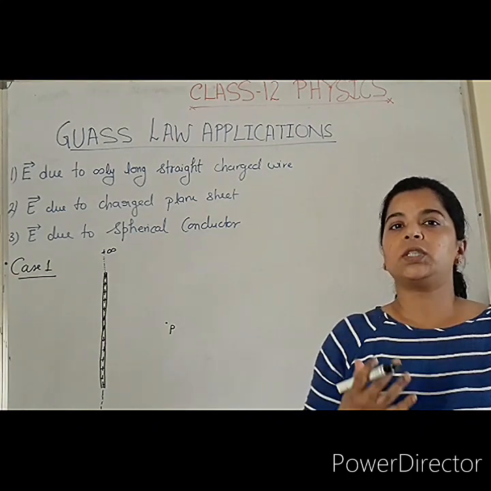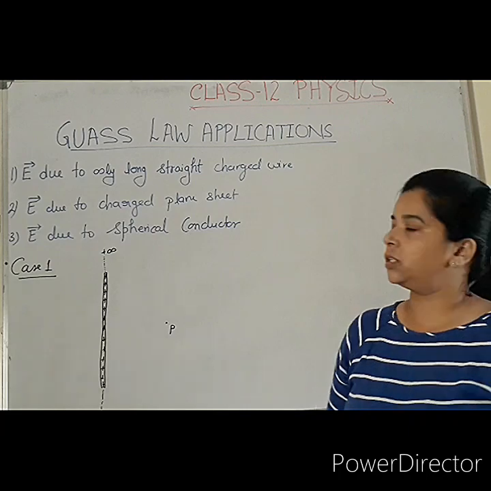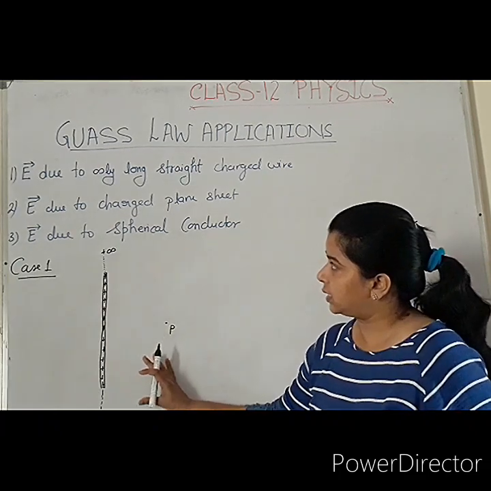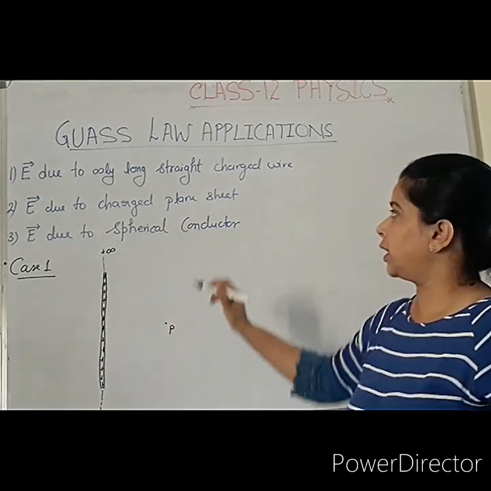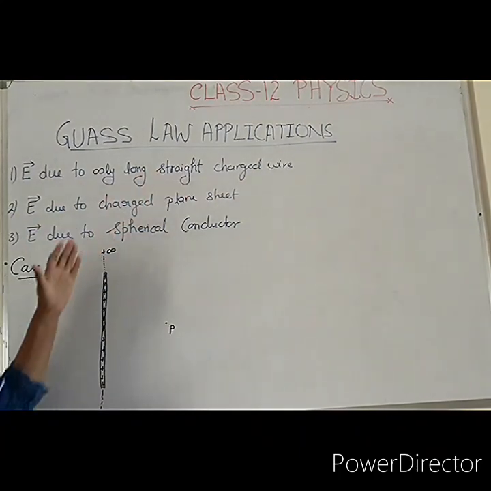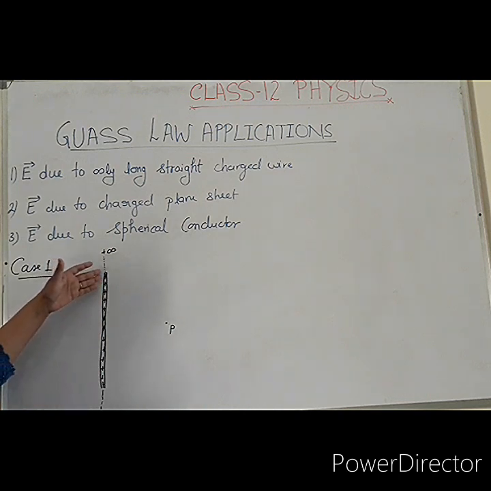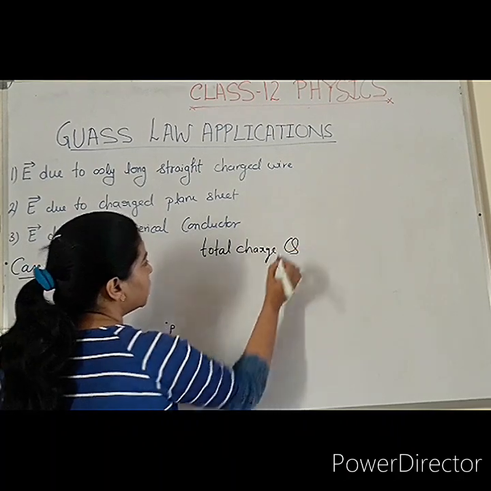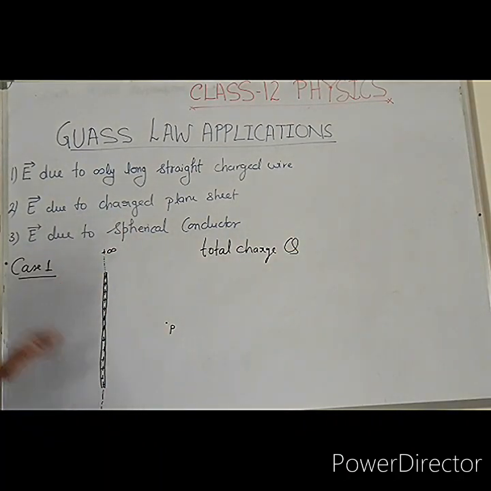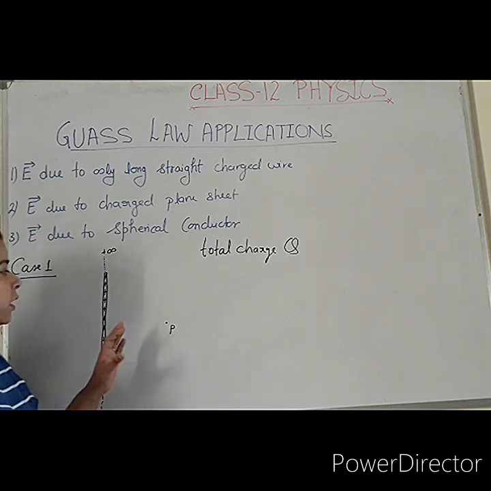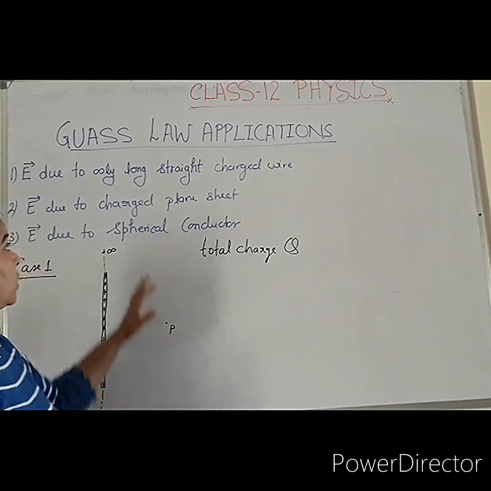We can choose the shape of that surface, and it is called the Gaussian surface. Here we will apply the same concept in these three cases. In the first case, electric field due to an infinitely long straight wire, I have taken the case where it is positively charged, and let the total charge here be Q. This is the total charge over this infinitely long straight wire, and we need to calculate the electric field at point P. We can calculate the electric field at point P by using Gauss law.